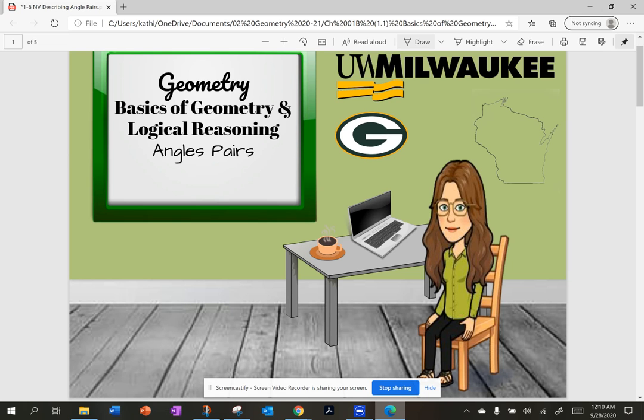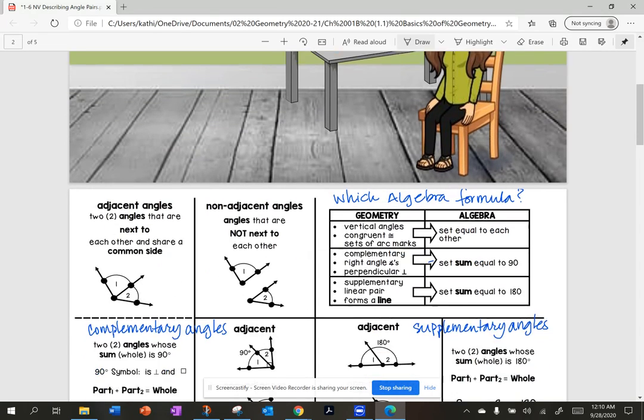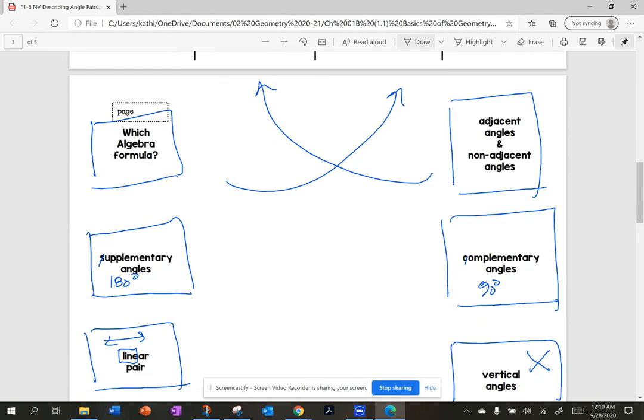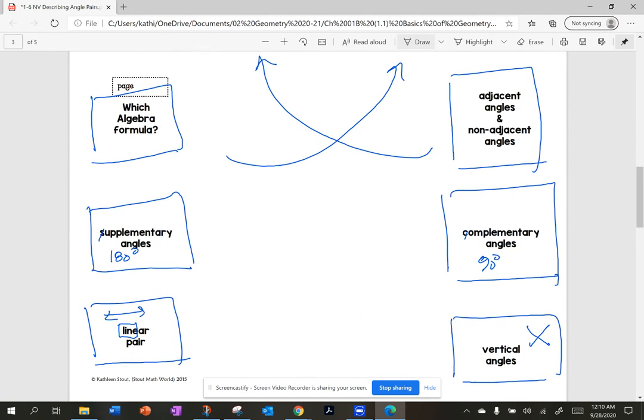Today's lesson is on angle pairs. So we're going to talk about adjacent and non-adjacent angles, complementary angles, supplementary angles, vertical angles, linear pair, and which formula I need to use.